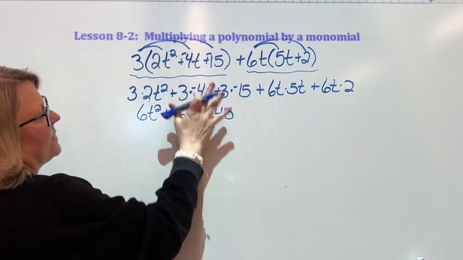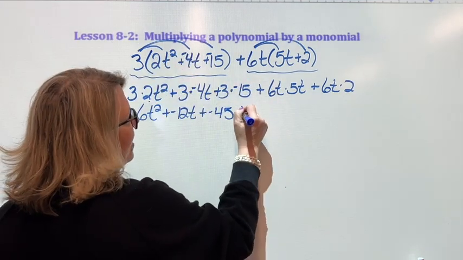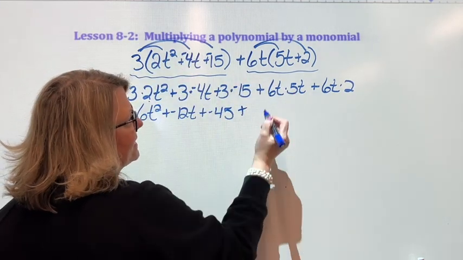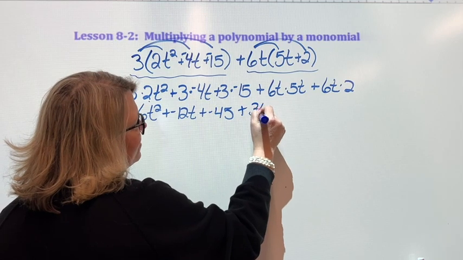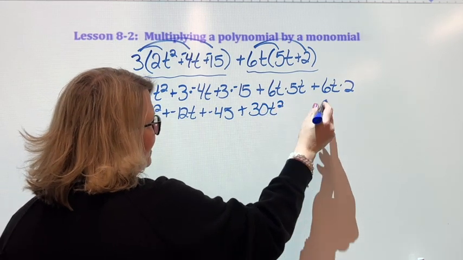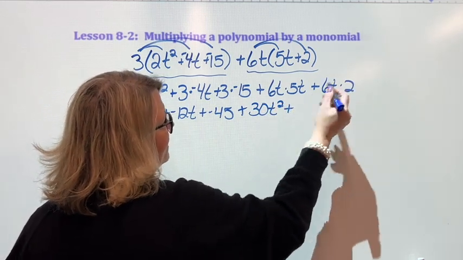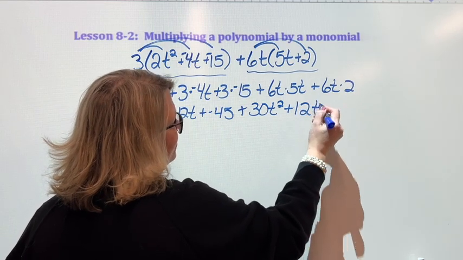So that was that first set. Now we're going to come over here, drop down that addition sign. 6t times 5t is 30t squared. And then drop that addition sign. This is going to give me 12t.